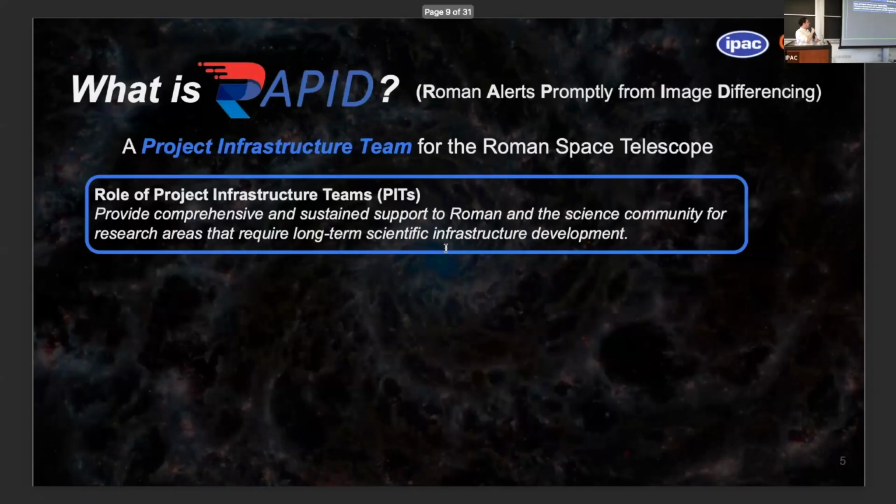So what is RAPID? We are a project infrastructure team for the Roman Space Telescope. And what the project infrastructure teams are designed for is to provide comprehensive and sustained support to the Roman and the science community for research areas that require long-term scientific infrastructure development. So that's sort of our call to action here.